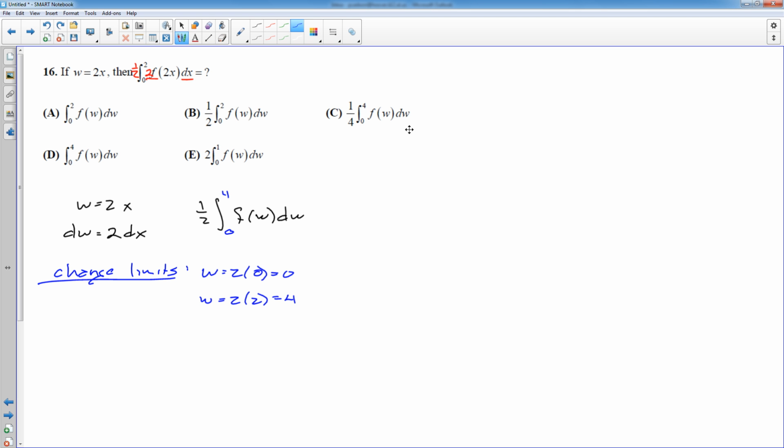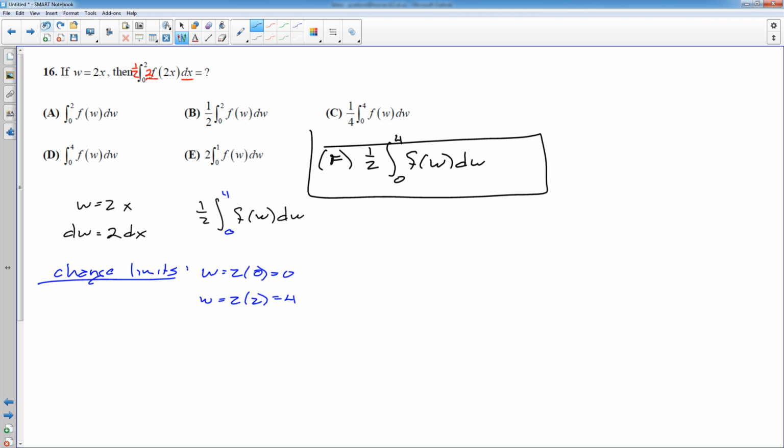That is not an option. I think I meant for this one to have a 1/2. I don't know. So we'll just say this is option F. The correct answer is 1/2 the integral from 0 to 4 of f of w dw. There we go. I might change the review and fix the problem and upload it to my webpage corrected.